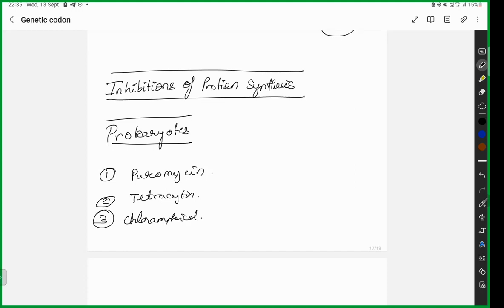What it does is, it is going to go and inhibit the protein synthesis of your bacteria. Thus it is going to die. So how does it do that? The puromycin is going to form peptidyl puromycin. So the peptidyl transferase is prevented, and they are going to inhibit translocation and inhibit elongation.